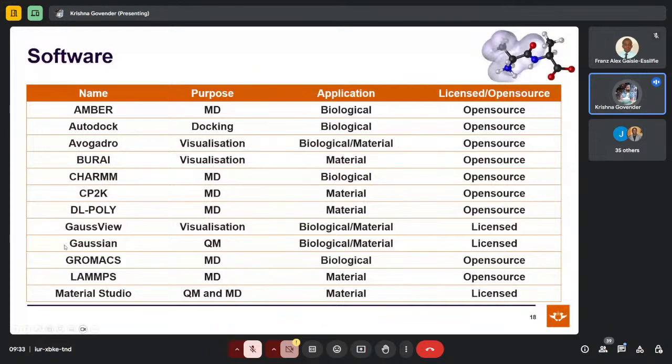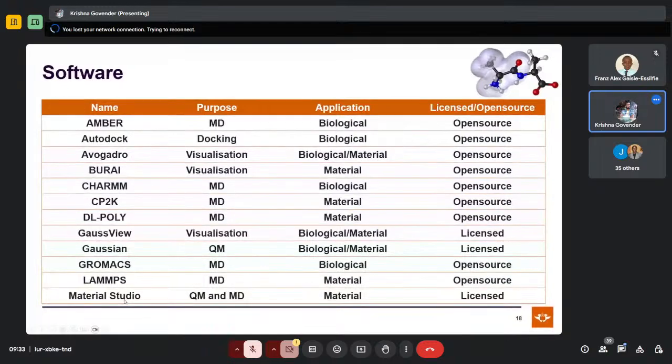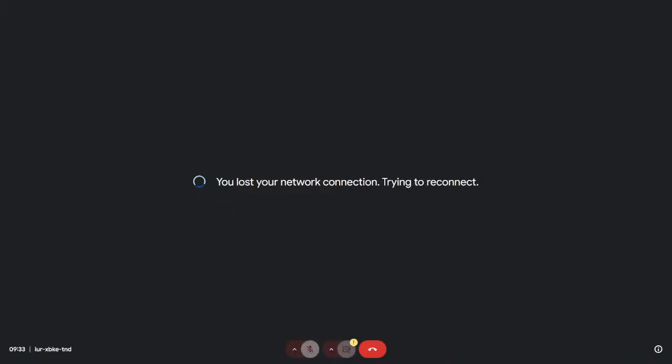Then there's GROMACS, also open source. That's also biomodeling. LAMMPS, MD, materials. Materials Studio, very expensive licensed package, but that can be used for both quantum mechanics and dynamics. And it's used, as the word would suggest, for materials modeling. So it allows you to set up your systems and run simulations on materials. Right? But this is very, very expensive. At the moment, most researchers in South Africa don't have a license to use this.